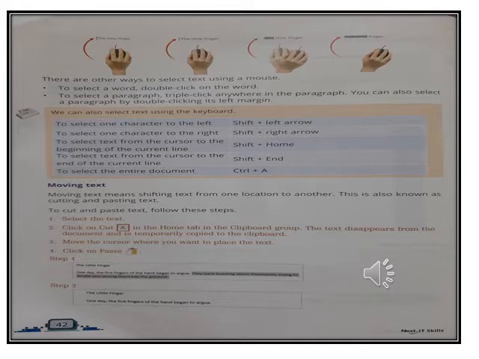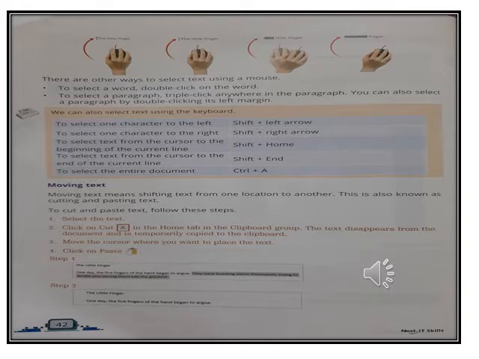So, by using these shortcut keys, we can select one character, whether it is on the left side or it is on the right side. We can select the text from the cursor. We can select the whole document by clicking on the shortcut keys. So learn them. Now next heading is moving text.